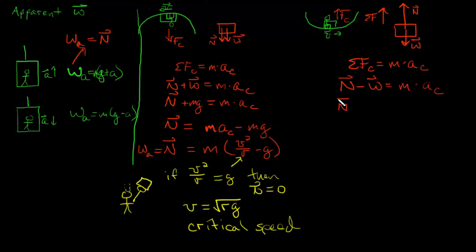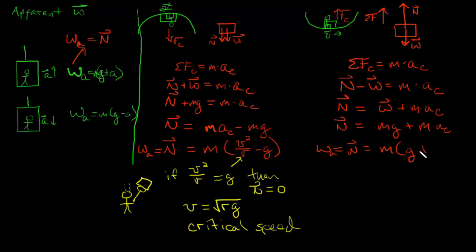So we get that the normal is going to be the weight plus mac. So the normal, or your apparent weight, is mg plus mac. The apparent weight on the bottom of the turn is your normal force, which is going to be m factored out, g plus ac. And see, we get the same thing. It's this kind of relationship. It's the same exact thing. Okay, so at the top we subtract the accelerations. When we're at the bottom, we end up adding them.